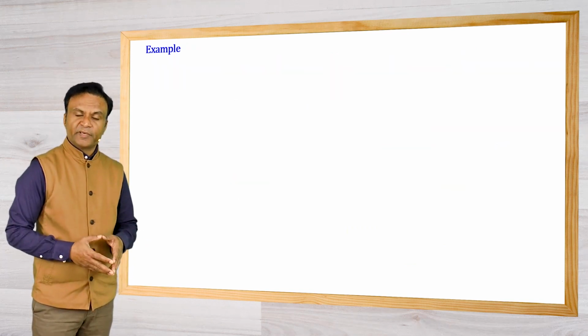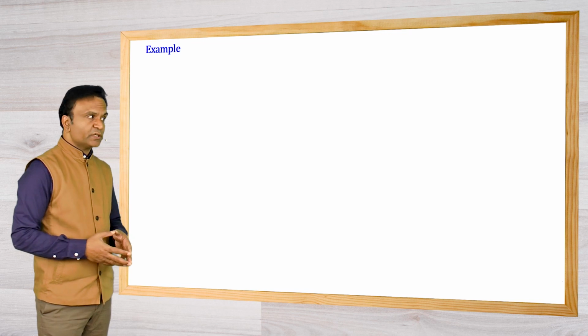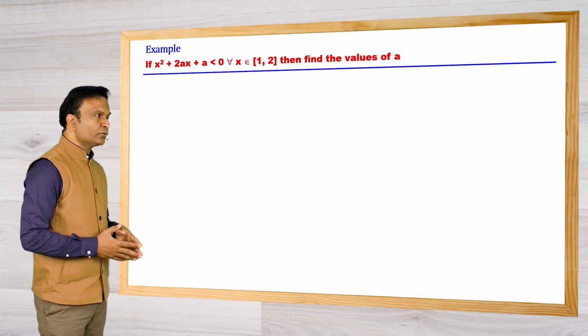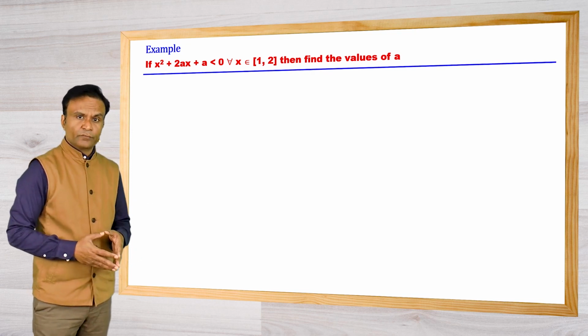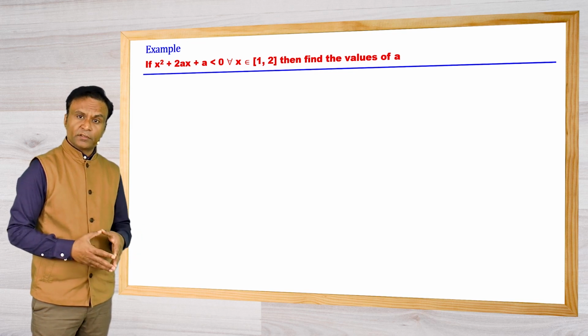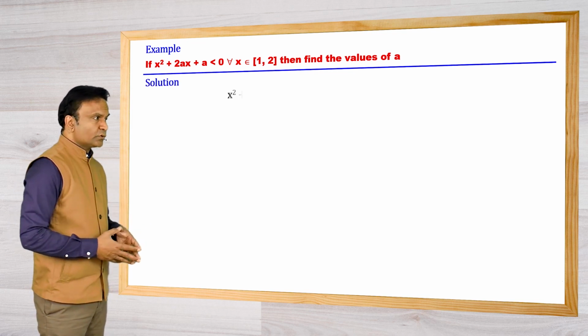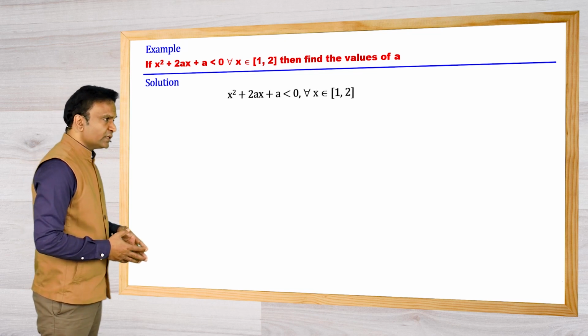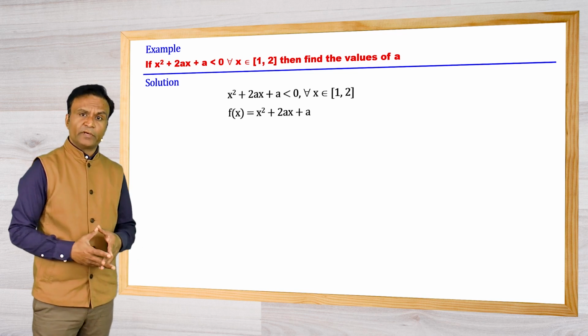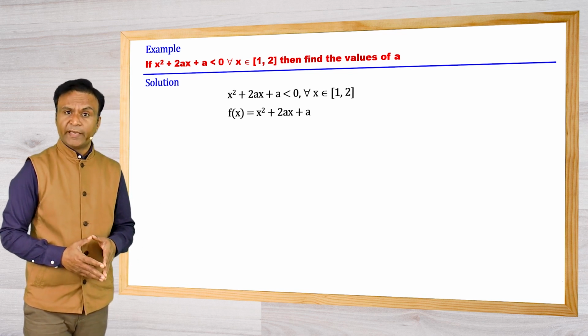Let's try one question based on quadratic inequality. The question is: if x square plus 2ax plus a is less than 0 for all x belongs to (1, 2), then find the values of a. We will solve this question using graphical concepts. So for that you consider this quadratic function f(x) is equal to x square plus 2ax plus a.